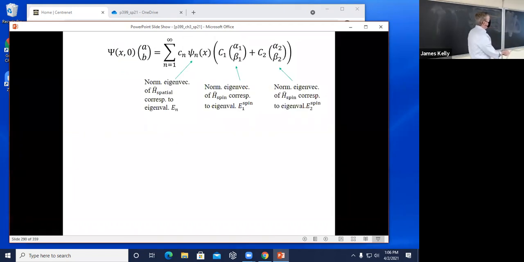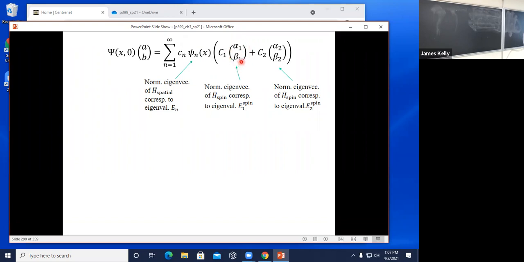Now we've got this more complicated state that also has a spin description. And the idea is at time t equals 0, so this is what it's in at time t equals 0, we want to write it as a linear combination of all of the eigenvectors of the Hamiltonian. Now we're going to call the eigenvectors of just the spatial part of the Hamiltonian the good old psi-n's that we're already used to. So if you just look at the spatial part and find its eigenfunctions, we'll call those psi-n's. But we're also going to need to find the eigenvectors of that 2 by 2 matrix. Those eigenvectors will correspond to eigenvalues, and we're going to do that in just a second.